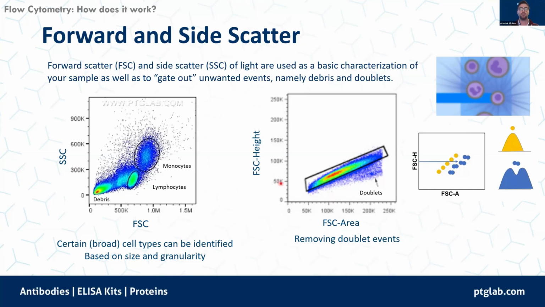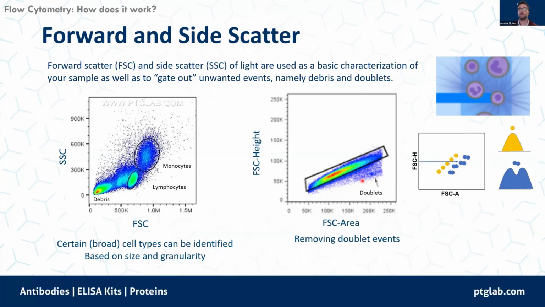You can use those two to measure your area. And then if you plot area against height or area against width, you're able to see where your doublets sit. Your doublets basically sit off of the main population of cells. Most cells are going to pass through as singlets. You can see that nice consistent population here. And these cells that fall off of that main population are going to be your doublets. So we want to exclude those from our downstream analysis.